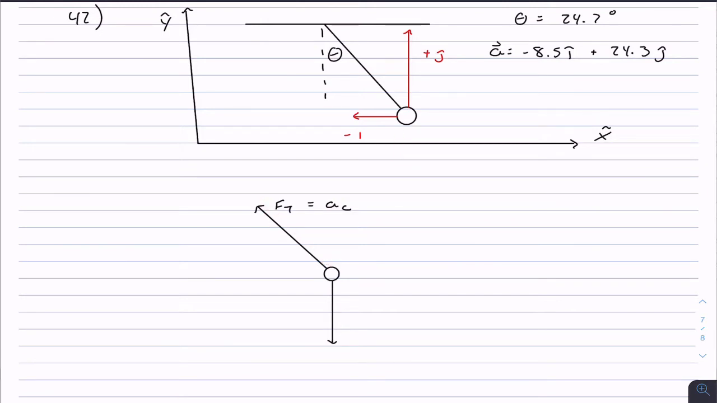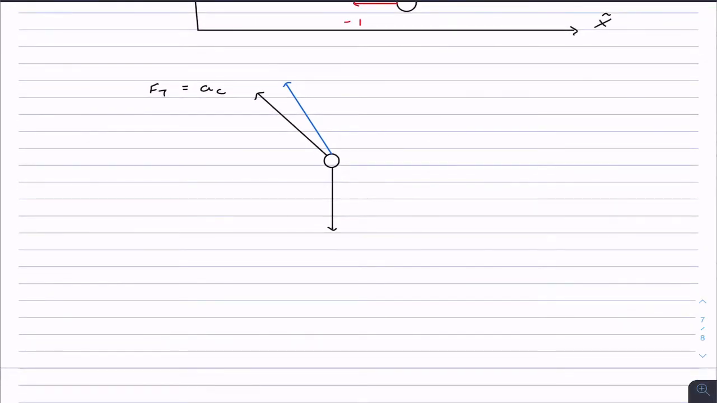So tension in the rope, and then we have some acceleration vector that we're given. Let's draw some acceleration vector over here. That's what we're given. So this is what we have going on. Let's write this out. We have mass of the bob times our acceleration. And then this is going to be mass times the centripetal acceleration, plus mass times the gravitational acceleration.